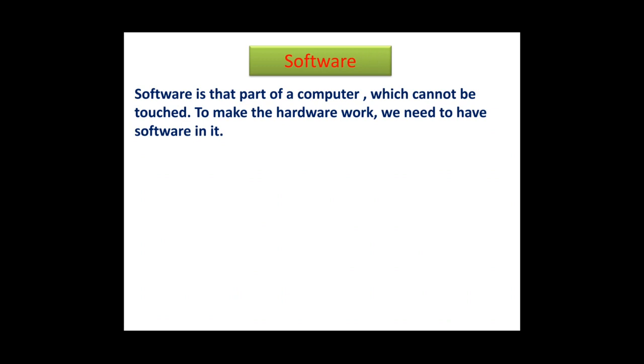Now software is that part of computer which cannot be touched. As I have already explained, hardware are the parts that we can touch and software that we cannot touch. But to make hardware work, we need to have software in it. Any hardware part of computer can only work if there is a software inside the computer system. So both are interdependent, hardware and software, and equally important, right?